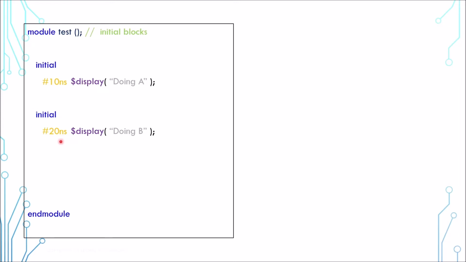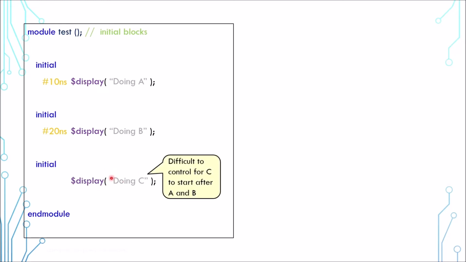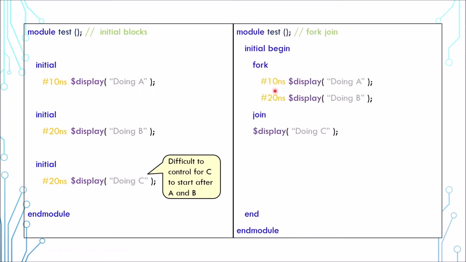The problem with these threads is that it is difficult to sync between them. If you want to do C after both A and B, you need to know when A and B finish. Well, this example is too easy because we hard-coded the delay, so we can easily delay thread C accordingly. But imagine if the delay is random or unknown, it would be difficult to put C at the end of A and B. And that's how the fork join construct helps.